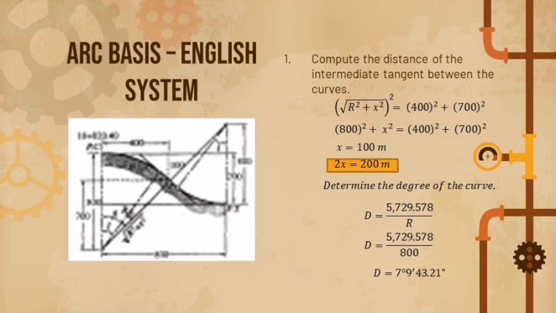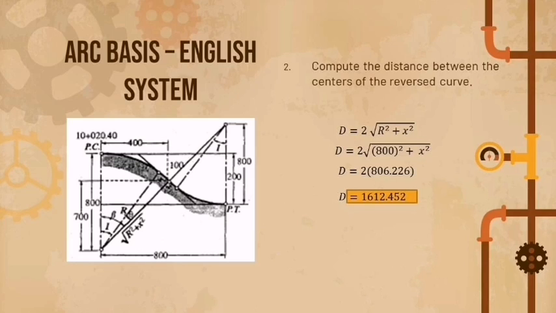So the formula for it is D equals 5,729.578 over the radius. Our radius is 800. After substituting and computing, you will get the answer of 7 degrees 9 minutes 43.21 seconds. For number 2 of the arc basis English system, the answer and value do not change because the degree is not involved in this problem. Only the radius is involved, and the radius value does not change.